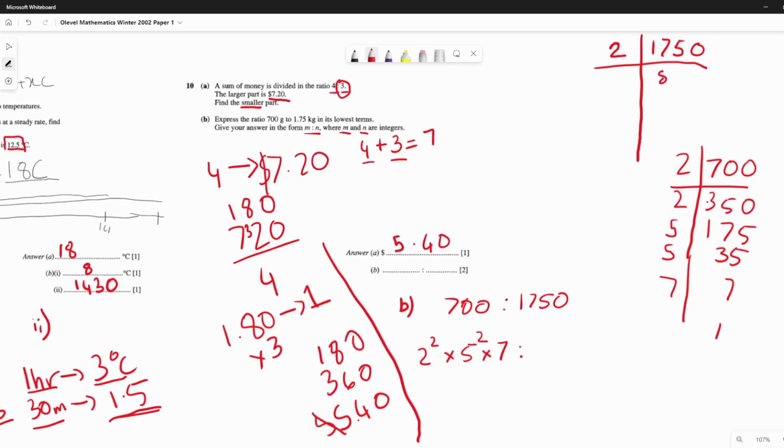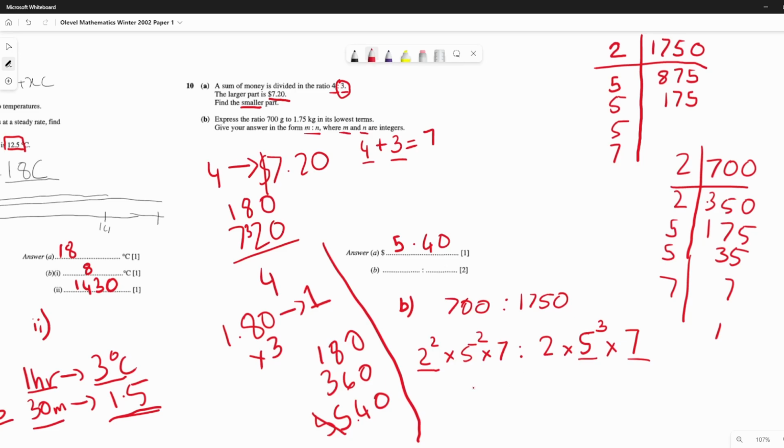So 2 8s are 16, and then 2 7s are 14, and then 2 5s are 10, correct? And then we can do 5. So 5 1s are 5, carry 3, 5 7s are 35, plus 3 is 38... 5 7s are 35, 2, and then 175, and the rest is the same. So 5, 5, and 7. So this one is 2 into 5 cubed into 7.